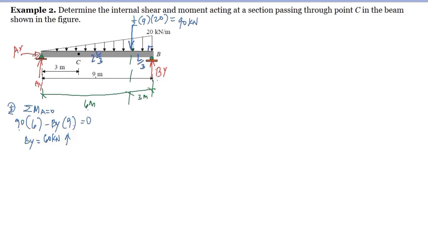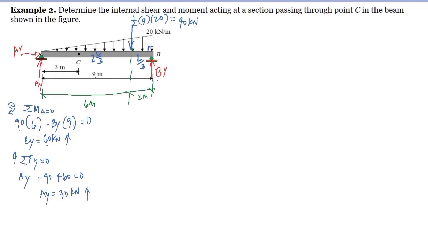The answer that came out is positive, meaning our assumption is correct that BY is directed upward. If the answer here is negative, we just reverse it, meaning your assumption was wrong: instead of upward, it's downward. Now, summation of forces vertical is equal to 0, taking the upward direction as positive. Then we have here AY directed upward, assumed, minus 90 kilonewton, the resultant of the load, and the BY, which is 60 kilonewton upward, is equal to 0. Solving for the value of AY, we have 30 kilonewton positive, meaning our assumption is correct that the AY is directed upward.